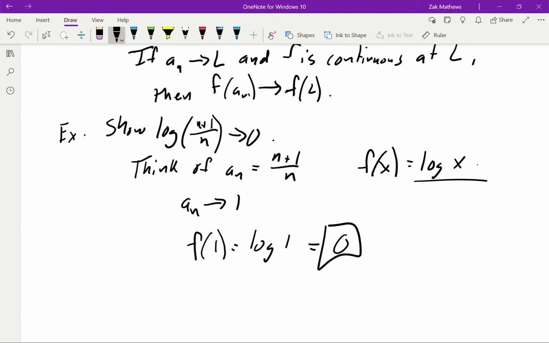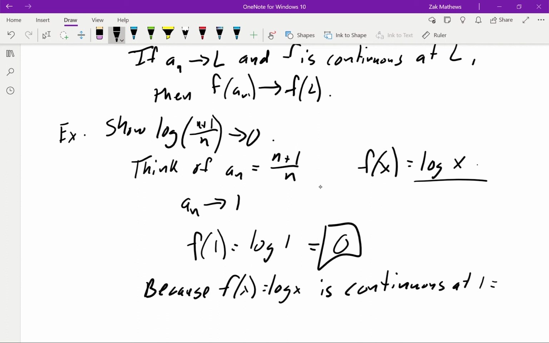And so because f of x equals log x is continuous at 1, which is equal to the limit of the sequence n plus 1 over n as n goes to infinity, then the log of n plus 1 over n is approaching 0.